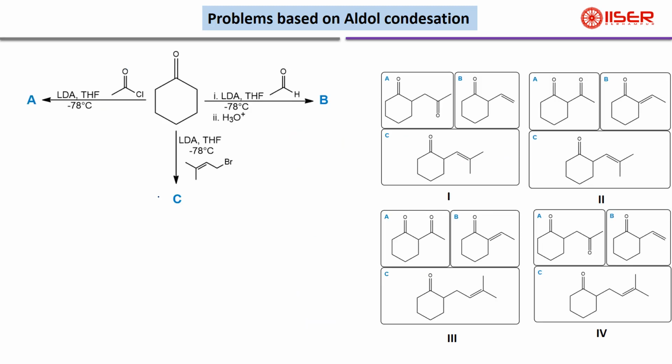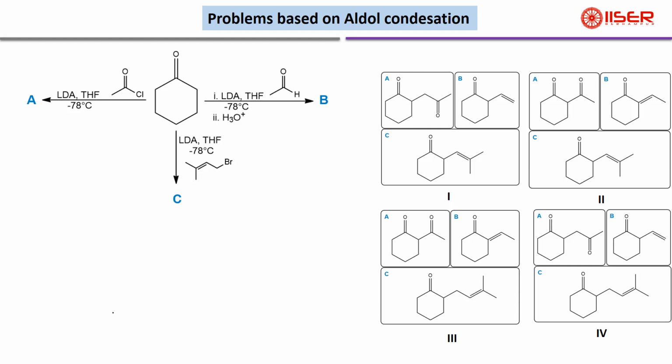Okay, let's go to the next question. What will be our A, B and C? In all the cases, LDA is given. LDA is a base. Just consider LDA as a base, a lithium based base like butyl lithium or something. What will be the product A, B and C?